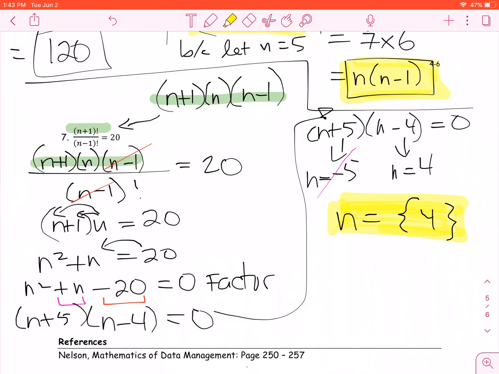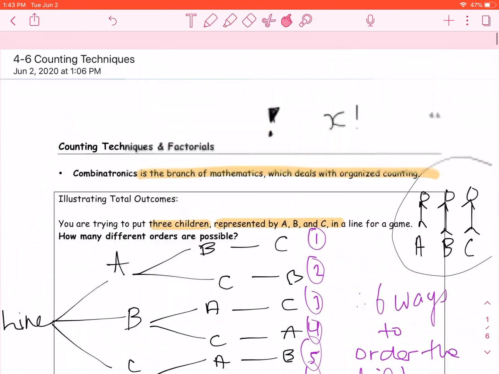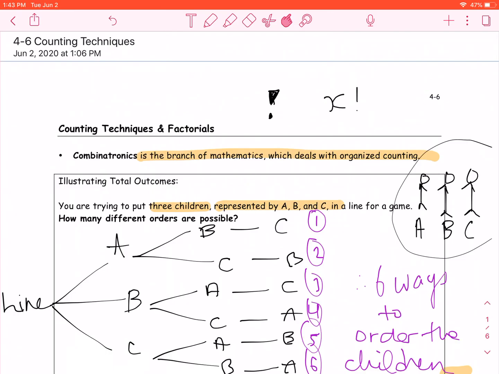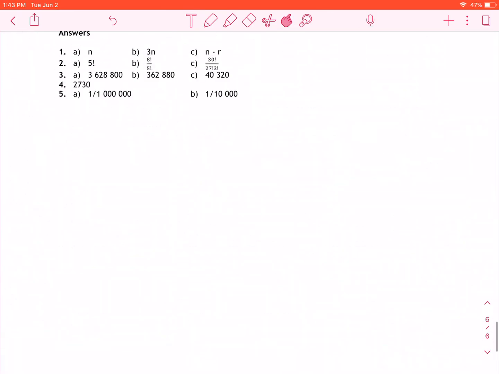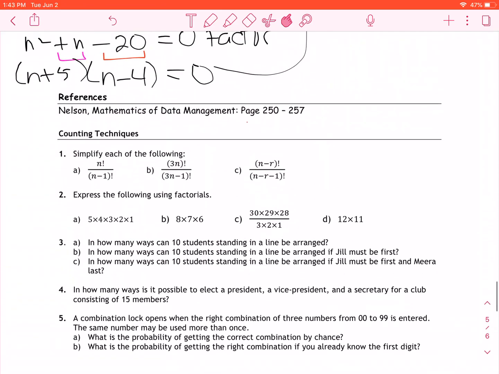All right, so that takes us through what organized counting is, looking at counting techniques and factorials. What I plan to do over the rest of this week is finish up permutations and combinations, and then do a little bit of probability distribution next week.